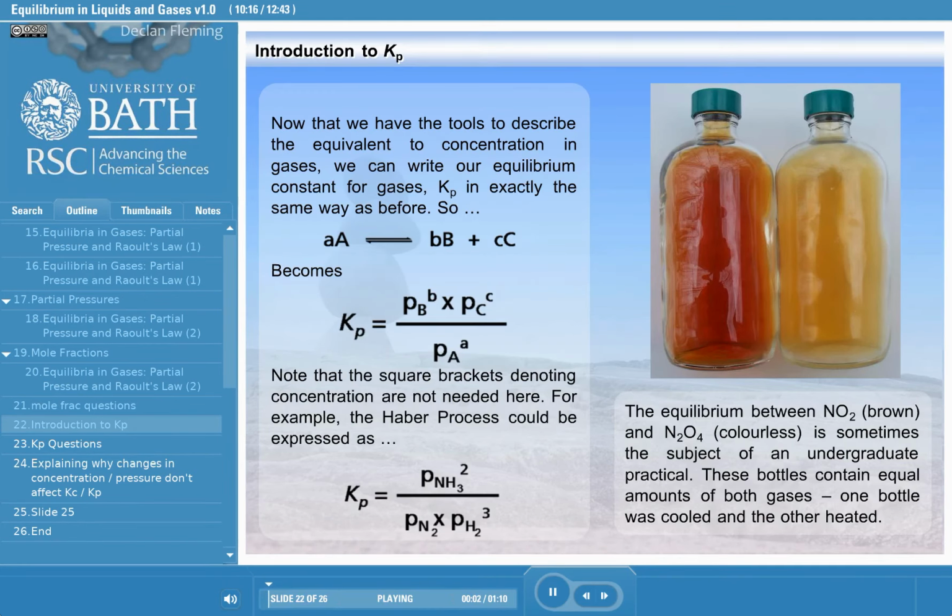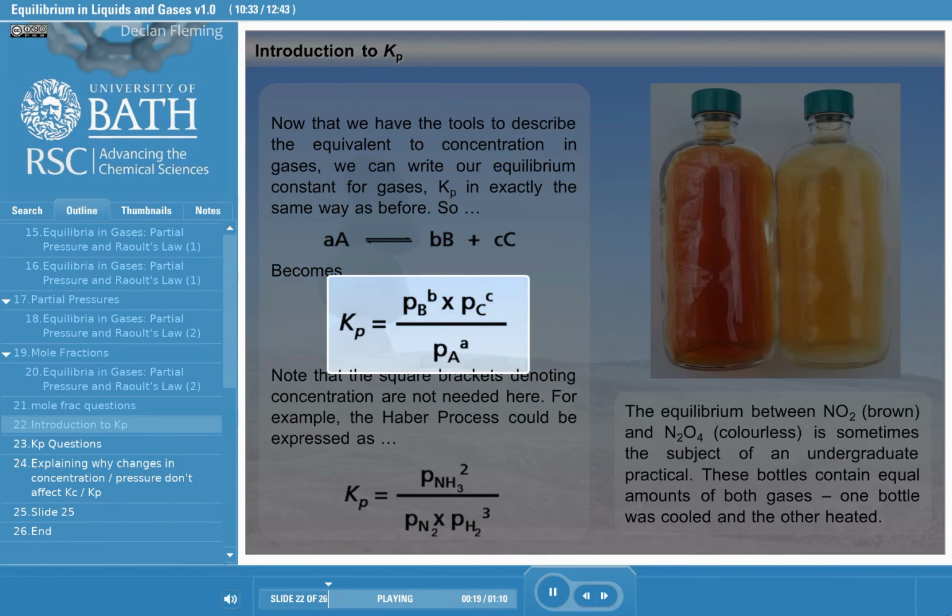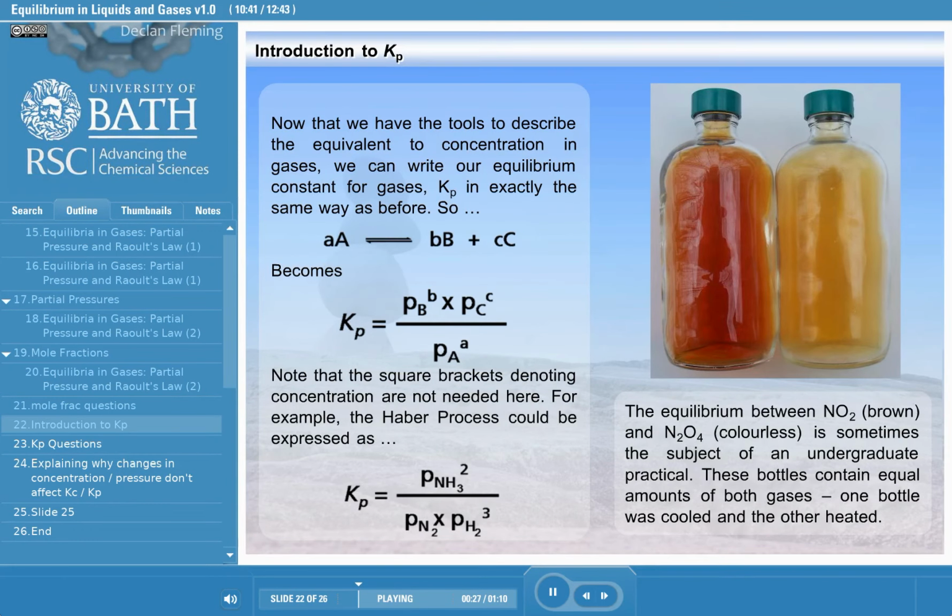Now that we have the tools to describe the equivalent to concentration in gases, we can write our equilibrium constant for gases, Kp, in exactly the same way as before. So for a reaction where A is in equilibrium with B and C, Kp has the products on the top, that's B and C, raised to their respective stoichiometric powers and divided by the reactant A raised to its stoichiometric power. Note that the square brackets denoting concentration are not needed here. For example, the Haber process could be expressed as the partial pressure of ammonia squared over the partial pressure of nitrogen times the partial pressure of hydrogen cubed.